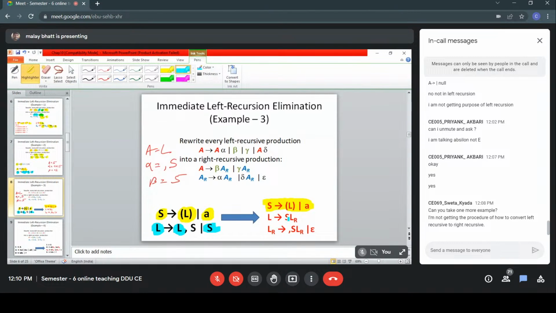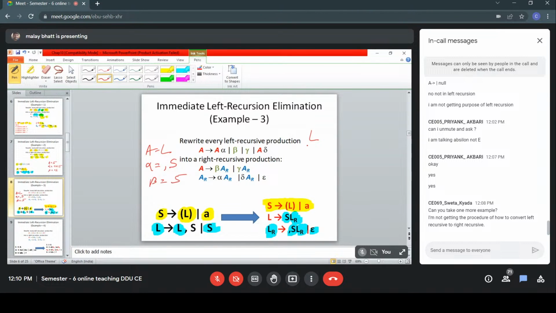So we are writing beta, new symbol, new non-terminal, so it is LR. So L gives beta LR, beta is S here, and for this LR, we'll write the alpha, the remaining portion from the recursive rule. So it is comma S, LR, because we want to generate this pattern, comma S repeatedly, and then we have null. Because as you can see, we are generating this pattern only.